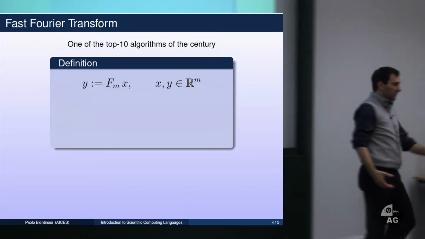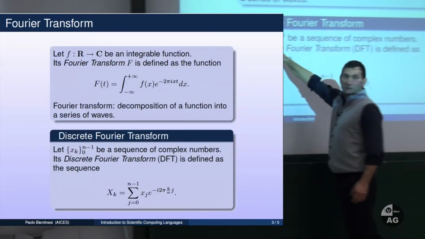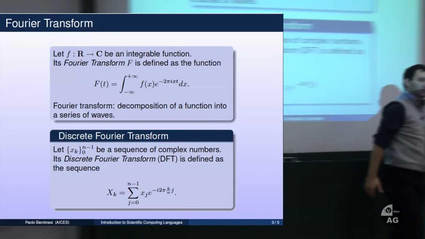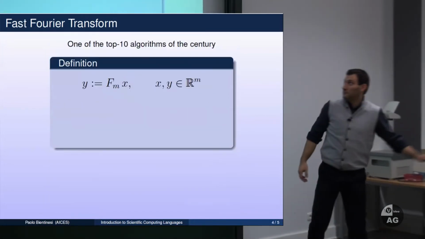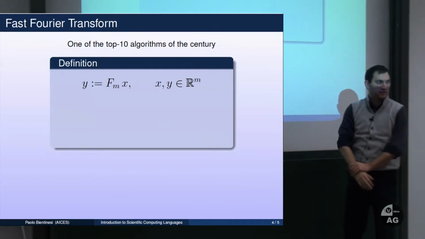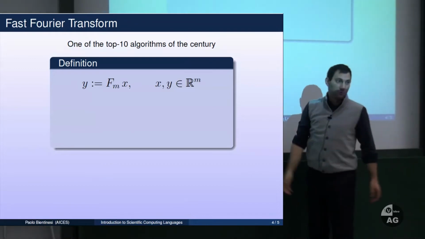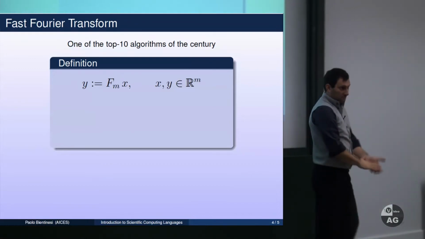X is my input vector. What is the input vector? It's a sequence of points. You just think of them as a vector of points. F is a sum matrix. We will talk extensively about this matrix. And what you want to do is compute y. Okay?